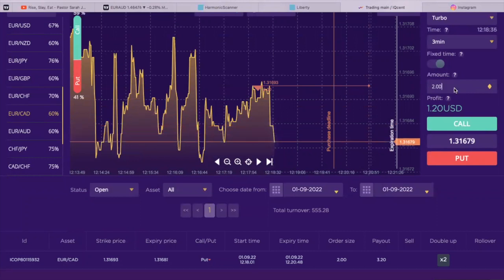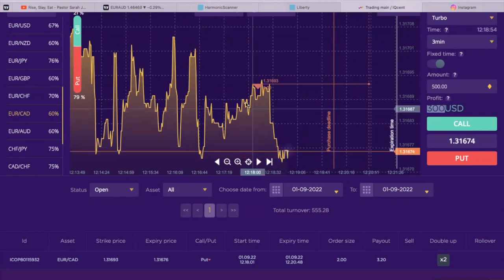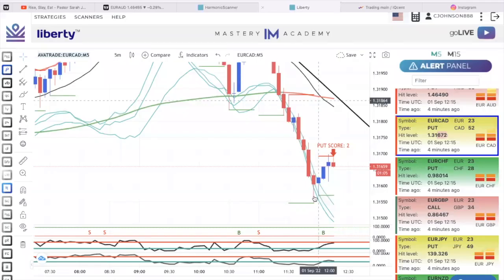But let's just say you have a lot of capital, right? And you could risk more. So let's just say I wanted to risk $500. If I win this trade, I win my $500 plus my $300. So I profited overall $800. So it's really that easy, guys. All you got to know is how to read the products. So as you can see, it is dropping, right? That's because the bottom currency is so strong, it's pulling it down.